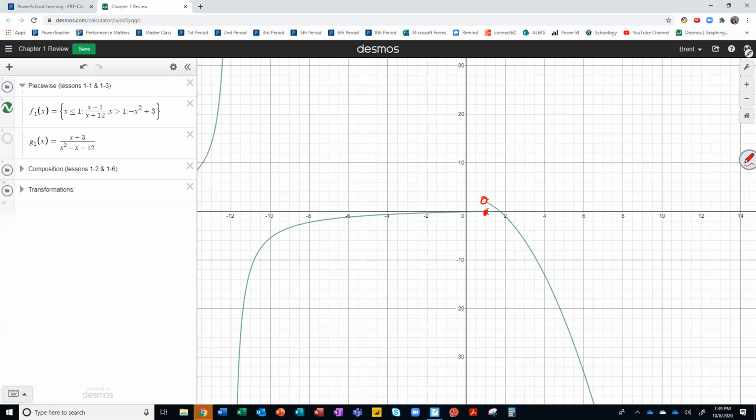And I know that because this is the first expression that has the less than or equal to, so it would be a closed dot. The second expression had the greater than, so it would be an open circle there. That's a jump, and that's how it would look. That would be a jump at the x value of what's in between 0 and 2? 1. So at x equals 1, we have a jump discontinuity. That's how you do that visually.